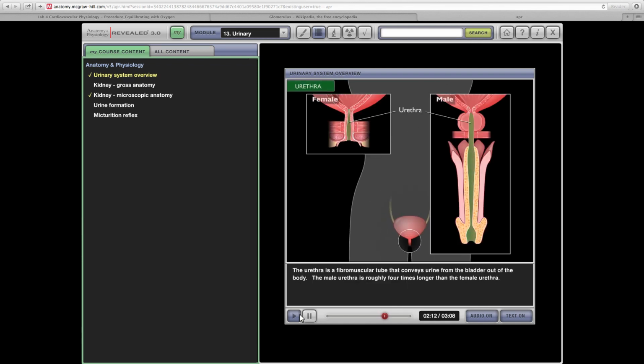The urethra is a fibromuscular tube that conveys urine from the bladder out of the body. The male urethra is roughly four times longer than the female urethra. Whereas the sole function of the female urethra is to transport urine to the outside of the body, the male urethra serves urinary and reproductive functions, acting as a passageway for both urine and semen.